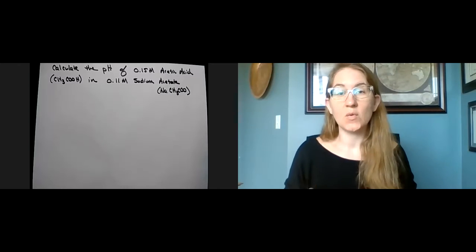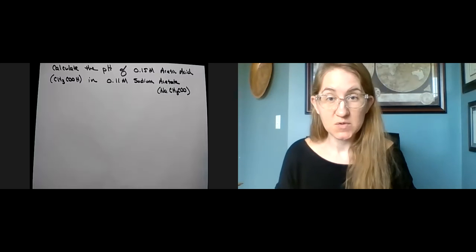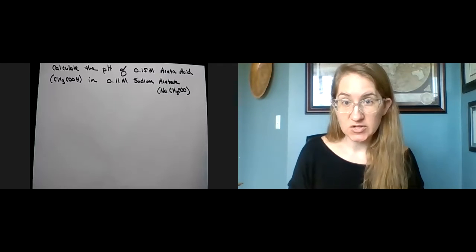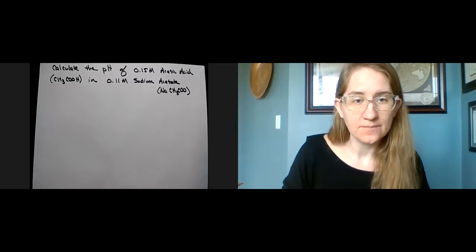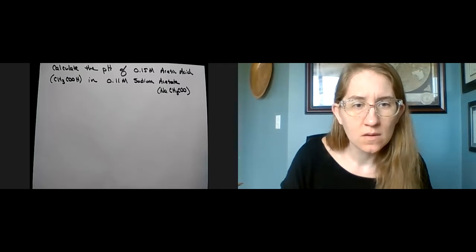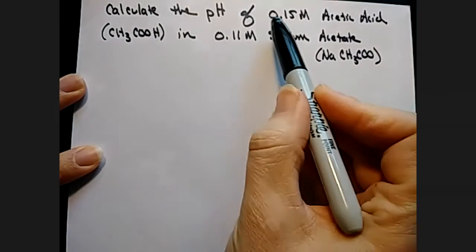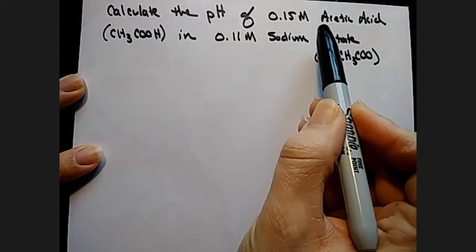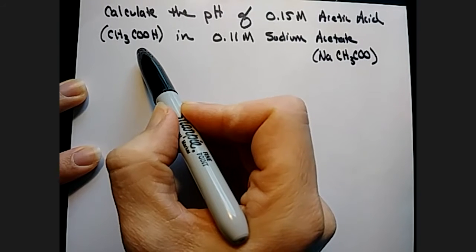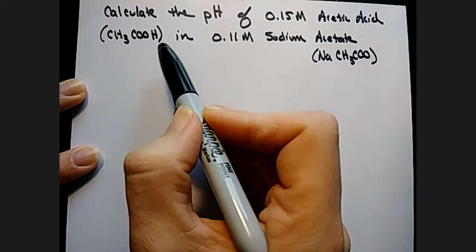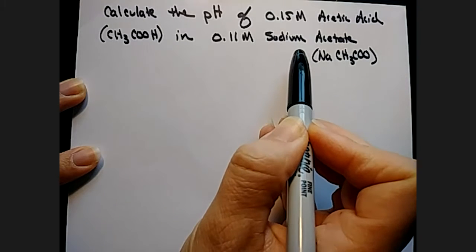So I just wanted to run through a quick example of calculating the pH of a buffer using the Henderson-Hasselbalch equation. Now I do have a little example problem here on the screen. And it just basically says, calculate the pH of a 0.15 molar acetic acid solution. Now we can recognize that acetic acid is a weak acid. And then it also says that it's in 0.11 molar sodium acetate.